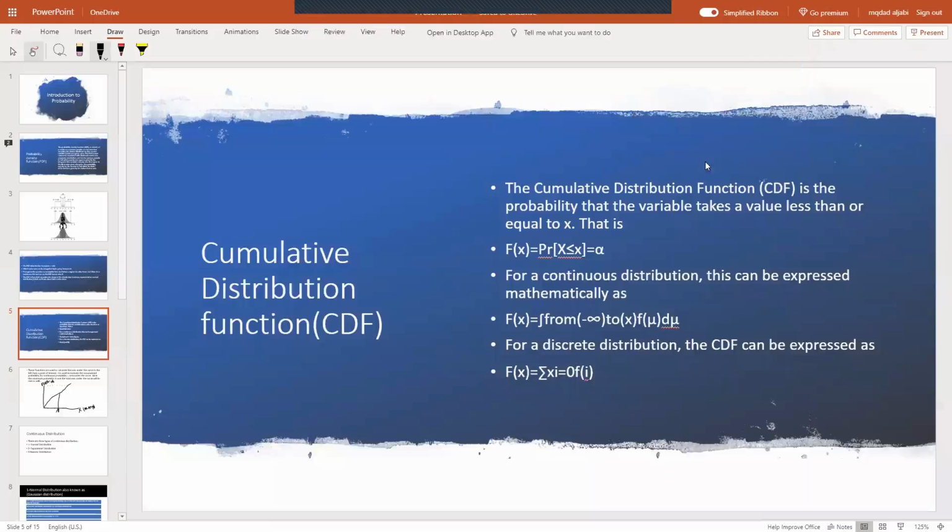Now let's talk about the cumulative distribution function. The cumulative distribution function, CDF, is the probability that the variable takes a value less than or equal to x. That is, F(x) equals the probability of capital X being less than or equal to x. It equals a number. For a continuous distribution, this can be expressed mathematically as F(x) equals the integral from minus infinity to x of f(u) du. For a discrete distribution, the CDF can be expressed as F(x) equals the sum over x_i less than or equal to x of f(x_i).